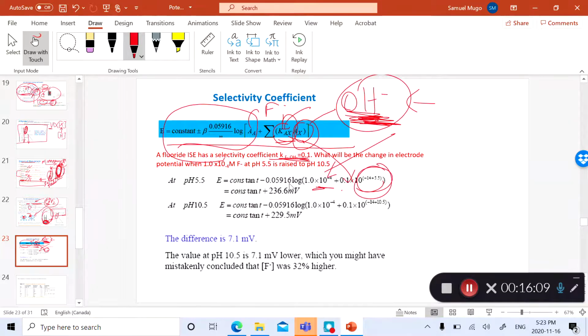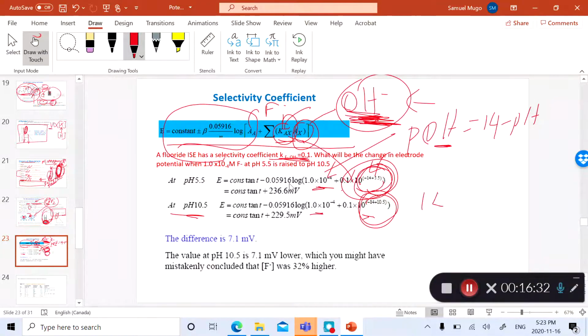And I hope all of us know this, that you're trying to get the pOH, right? Because pOH equals 14 minus the pH. And that's how I'm getting this. And so at pH 10.5, on the other hand, the fluoride is the same, but the hydroxide concentration is different, the pOH, because you've got 14 minus 10.5, right? And that's what I have right there. And so you can see just by sheer change of pH, you get very different readings because of that interference from the hydroxide.